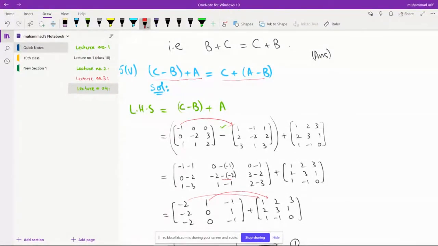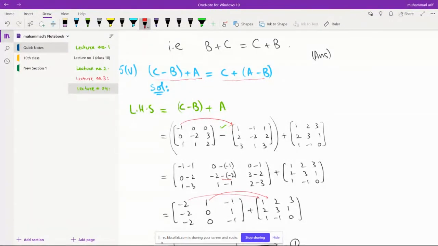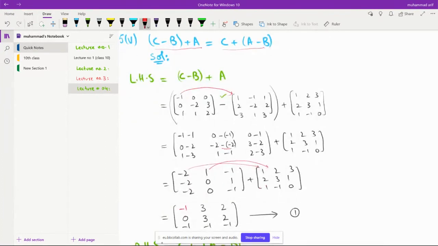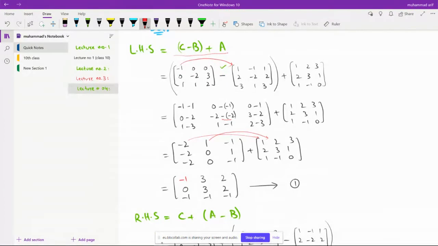Question number 5, part number 5. Left hand side is C minus B plus A is equal to C plus A minus B. Here we write the left hand side, which is C minus B plus A. We replace the values of the matrix C and matrix B and matrix A. After subtracting, we get -1 into -1, 0 -1, 0 -1, 2 -2, 2 -2 into -2, 3 -2, 1 -3, 1 -1 and 2 -3.